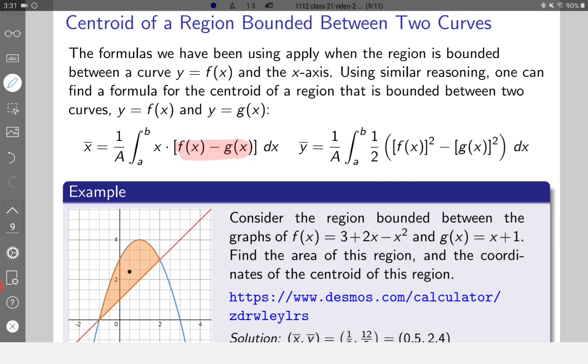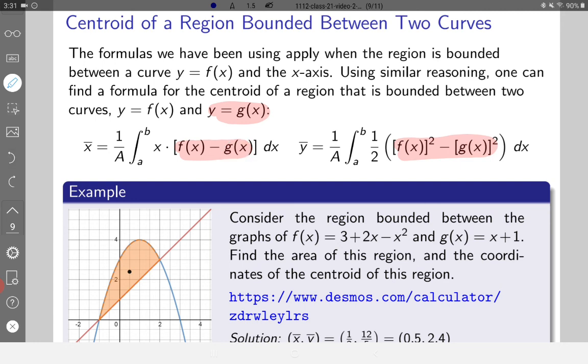Now I have f of x minus g of x, and here I have the same thing with f of x squared minus g of x squared. And the only difference between these and the ones on the very first slide are that the ones on the first slide were for a situation where the second function was a constant 0 because it was bounded between a curve and the x-axis where y equals 0. So if I plug in g of x equals 0 into these two places, I would recover the same formulas we had earlier.